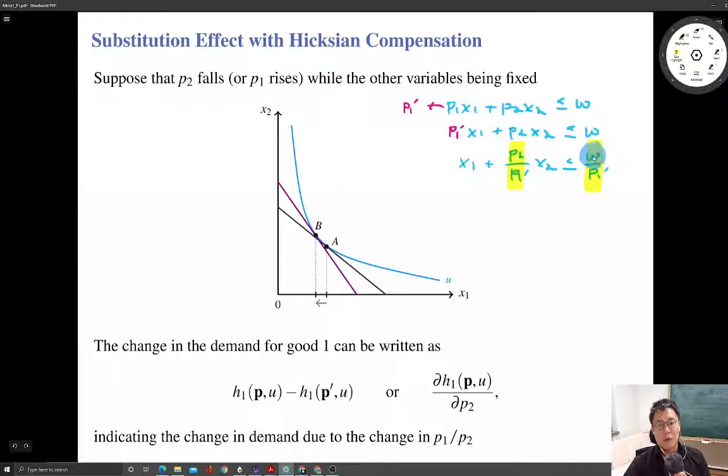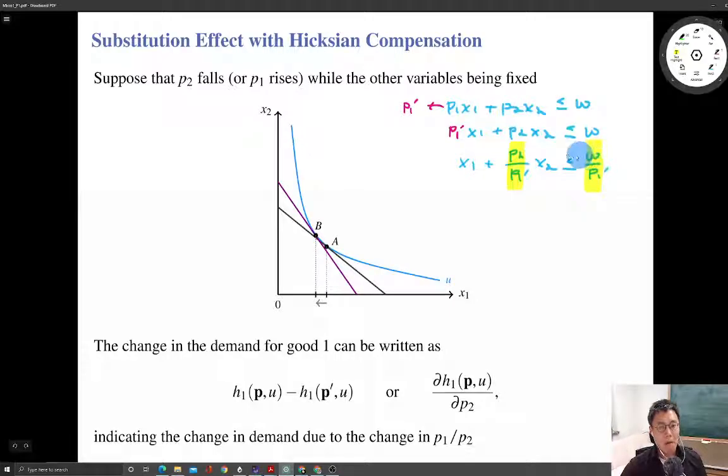At the same time, W over P1 also changes. This is often interpreted as the consumer's relative income, so relative income in terms of good one. This quantity is concerned with the consumer's purchasing power. And if the price of good one changes, this relative purchasing power also changes.